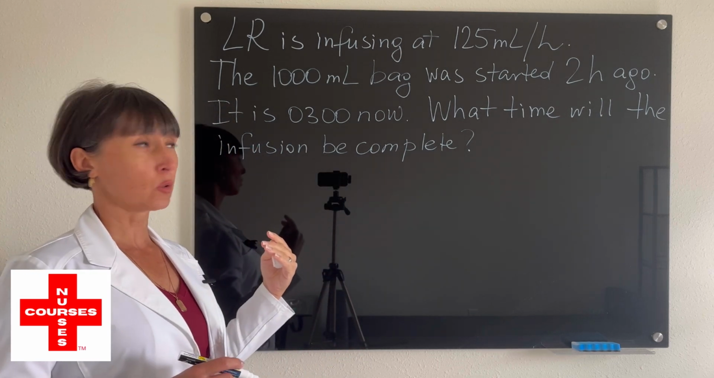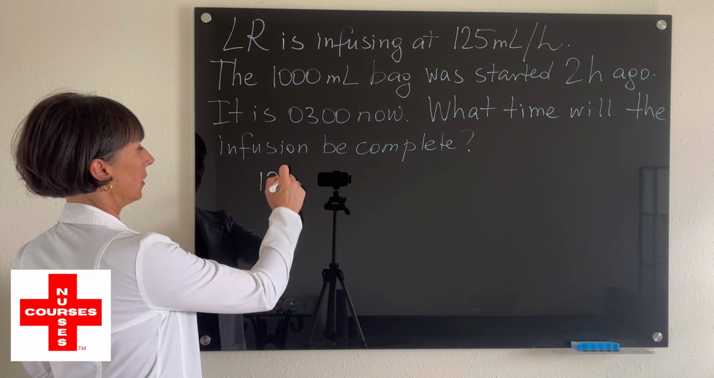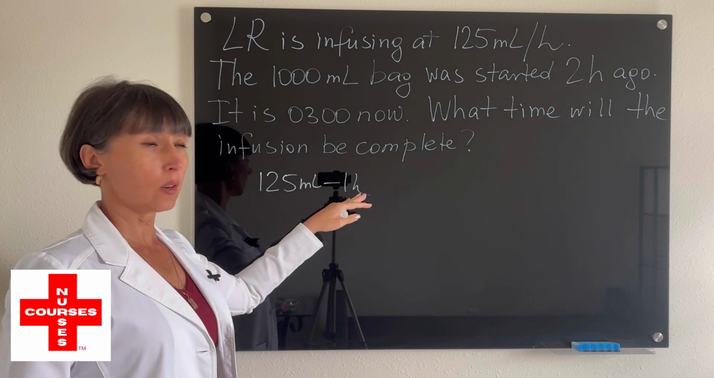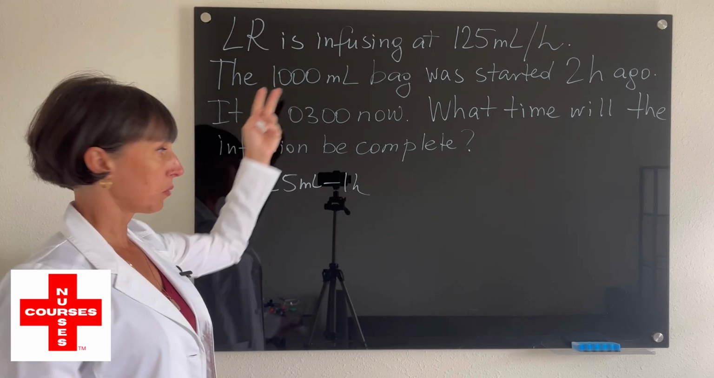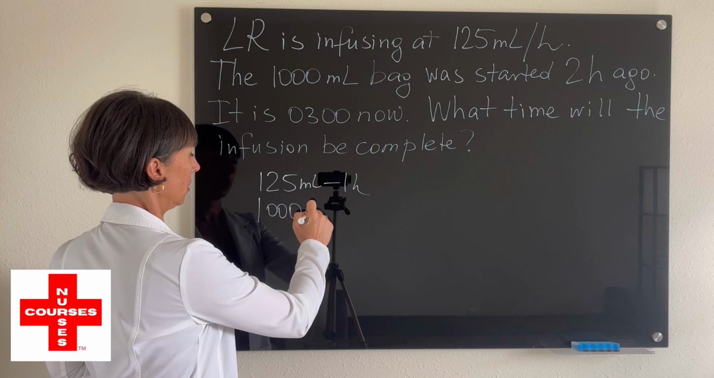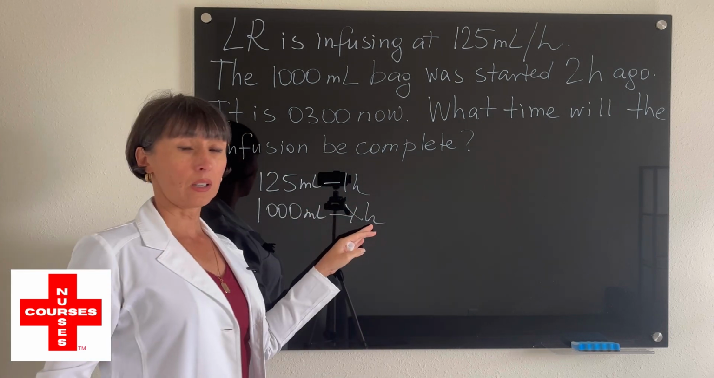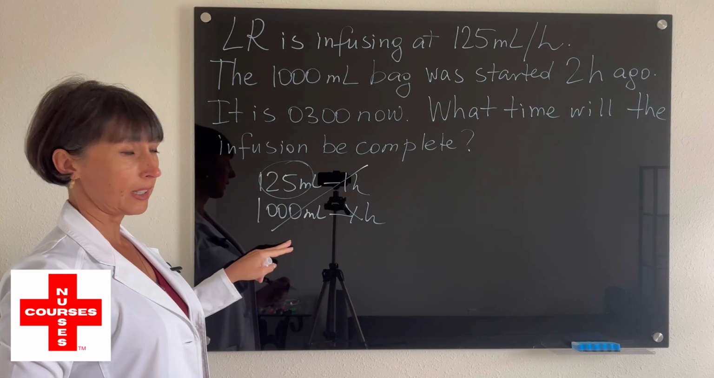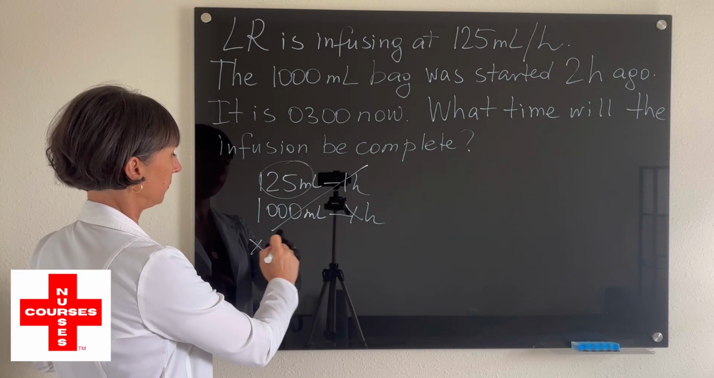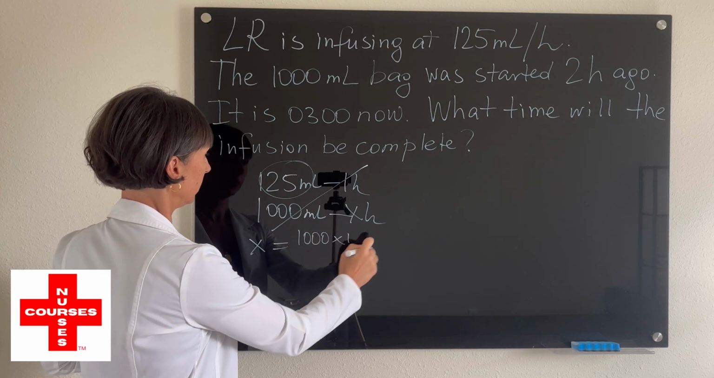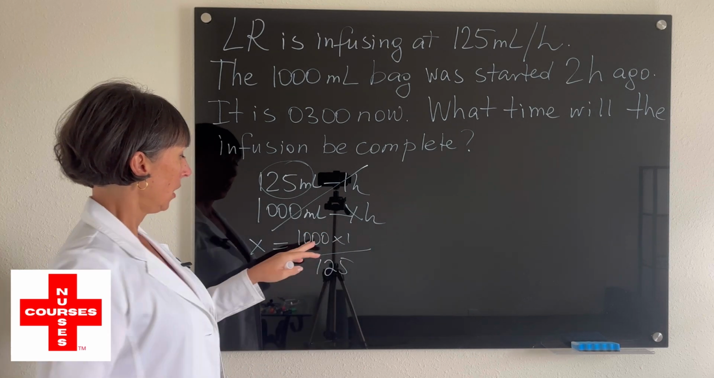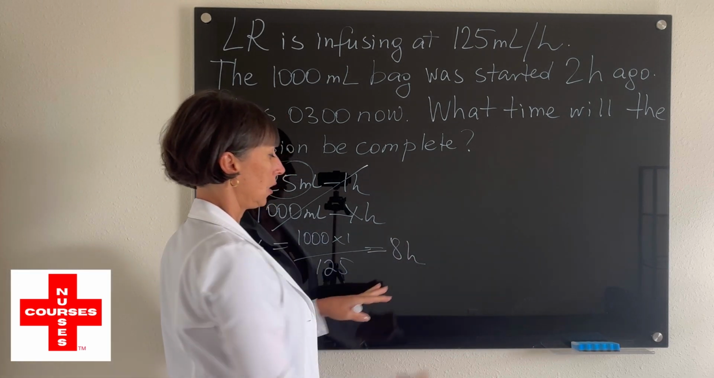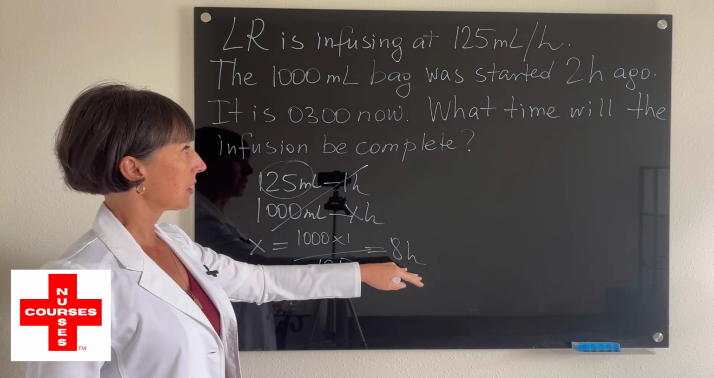Just like before in the previous two problems, we say that 125 milliliters are going to 1 hour. If I need to infuse 1000 milliliters, how many hours will it take me? Multiply on diagonal, divide by the third number. 1,000 times 1 divided by 125 equals 8 hours. But that's not it, right?